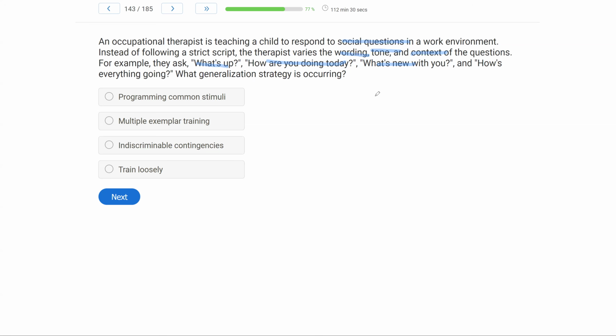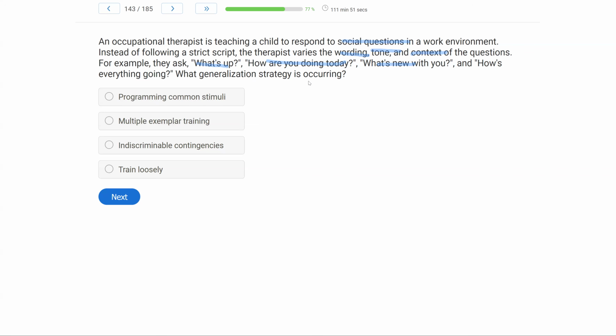And so where this gets a little confusing is you have these ideas of programming common stimuli, multiple exemplar training, and training loosely. What is the difference between these items? Well, when we train loosely, you're varying non-critical aspects of the environment or the teaching procedure. In this case, the wording, tone, and context are critical because that is what the child is actually going to respond to. So now we have to ask ourselves, are we programming common stimuli or are we multiple exemplar training?